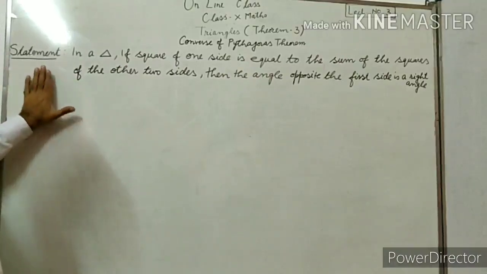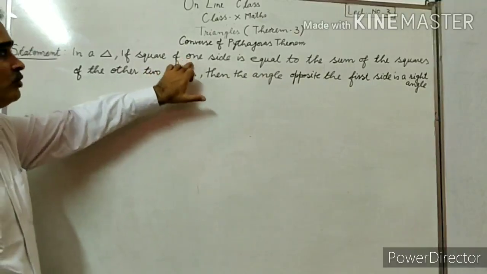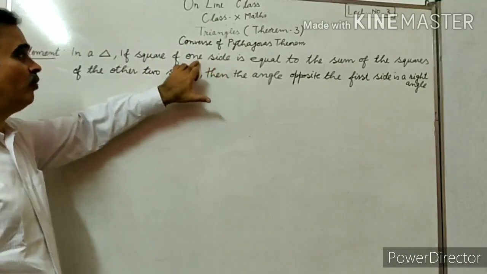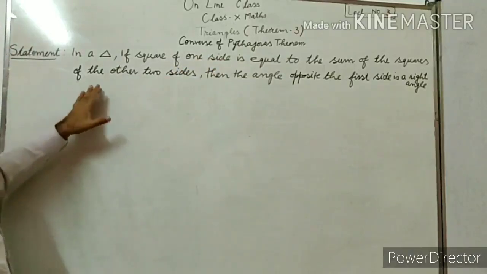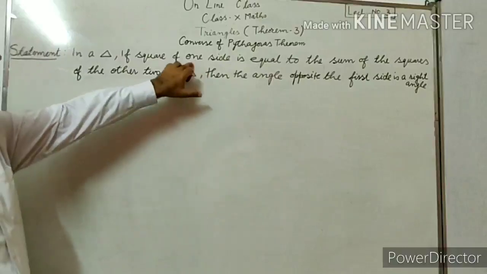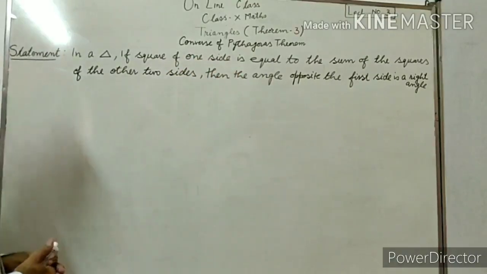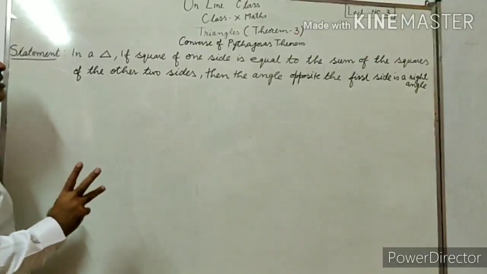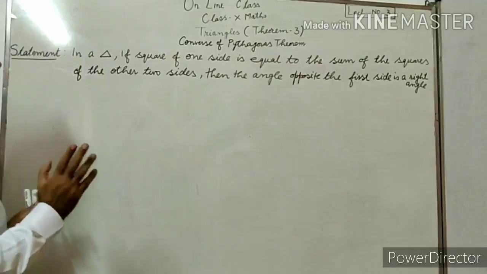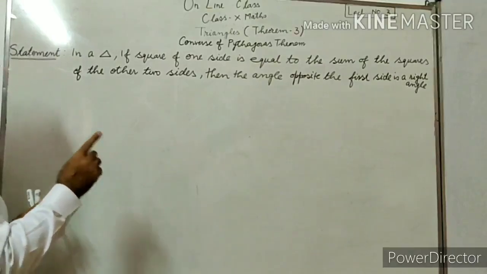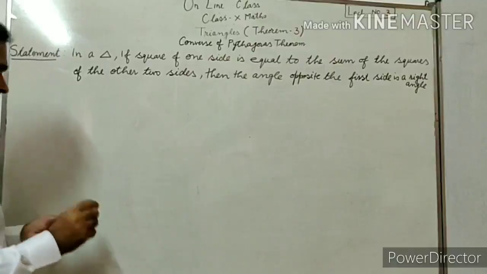You see in the statement: in a triangle, if the square of one side, we are not using the word hypotenuse here, is equal to the sum of the squares of the other two sides, then the angle opposite the first side is a right angle. Means there are three sides in a triangle. If the square of one side is equal to the sum of squares of the other two sides, then the angle opposite the first side is a right angle, means 90 degrees.